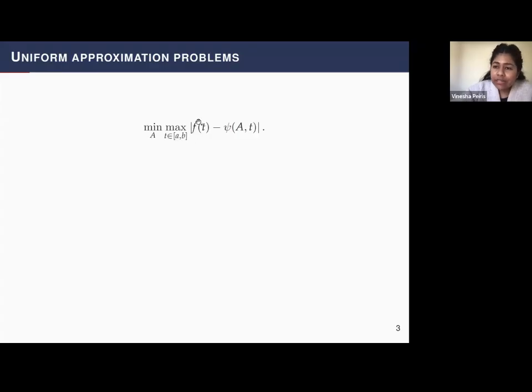The function f of t here is my original function. It is a univariate function. The variable is t. And then we have my approximation, which is psi of A, t. So t in psi of A, t is the same t as in f of t. And capital A here consists of the set of parameters that we can change. So we are looking for the set of parameters capital A that could give us as best as possible approximation in the uniform sense. We are trying to minimize the maximum absolute error between the original function and my approximation.